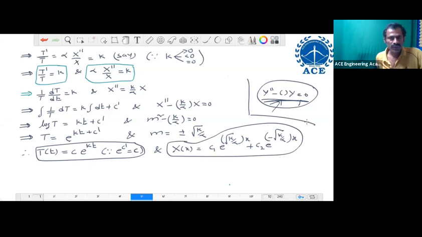Our aim is finding the two solutions of the ordinary differential equations. At the end, after getting these two, we substitute them in the required solution, u of x equals X of x, T of t.